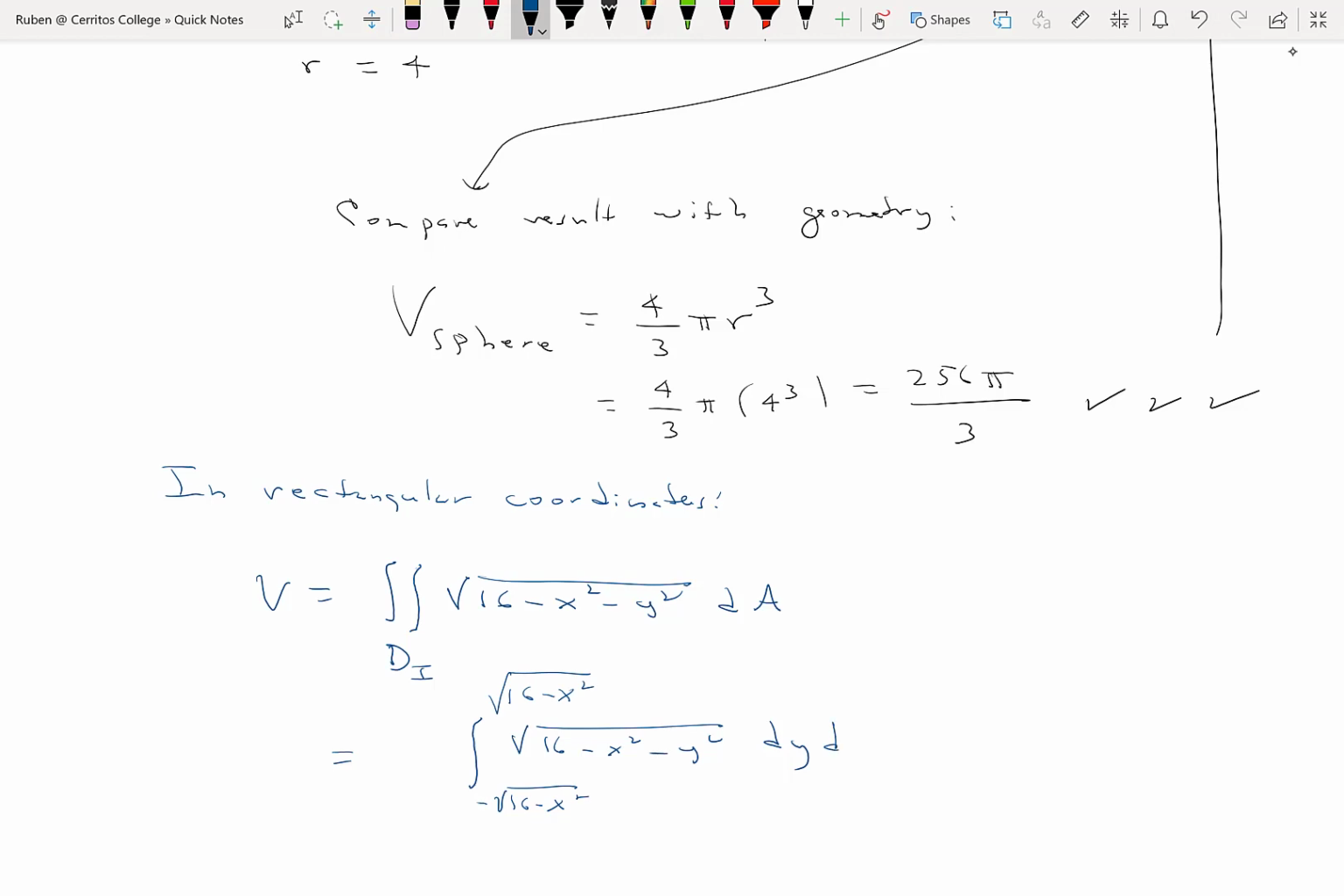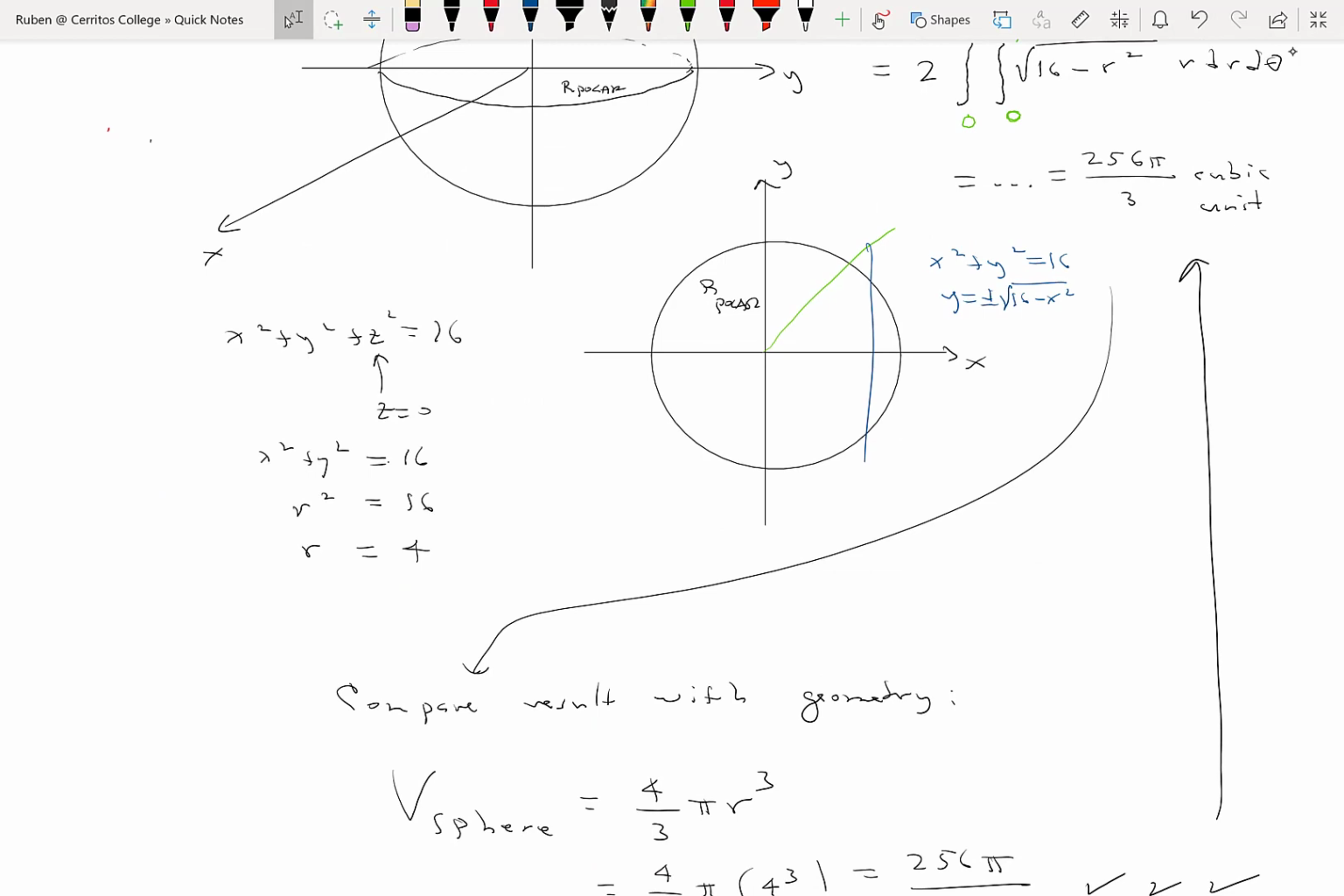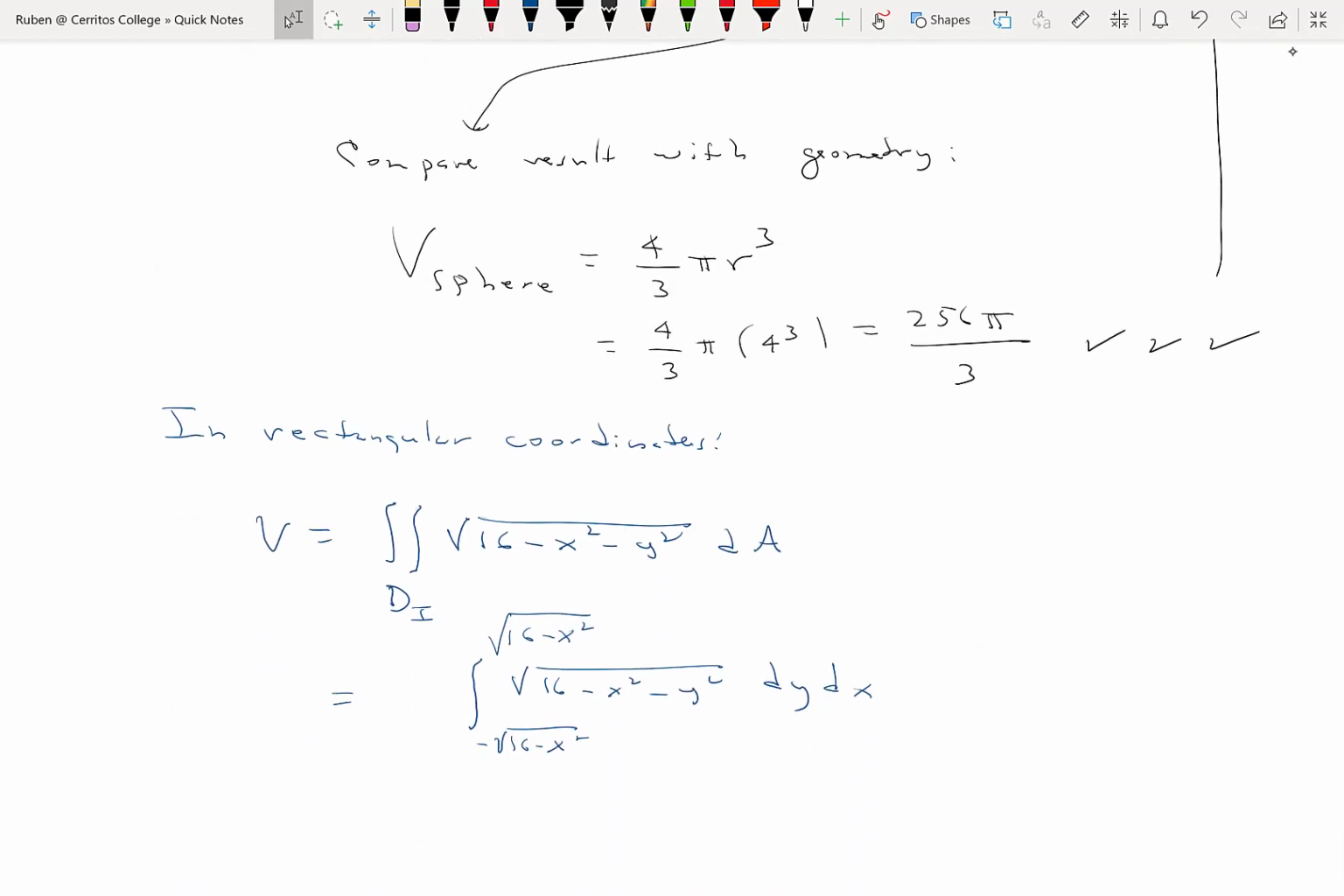Then we integrate with respect to x, as x varies between, well, it's a circle of radius 4, so x varies between negative 4 and positive 4. We multiply by 2 to get the lower half of the sphere. This integral is not so simple to evaluate.